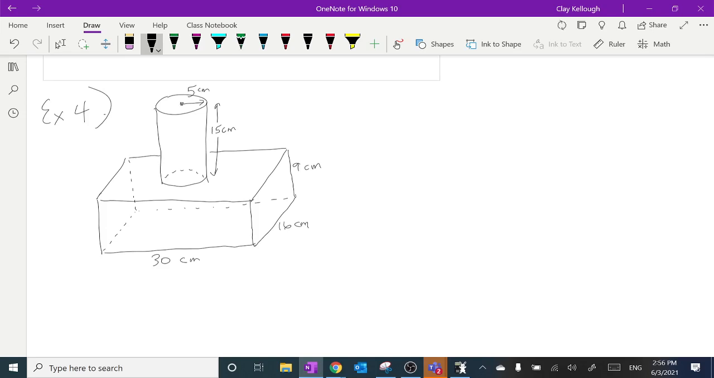There. Okay, I'll give you a sec to catch up to me and label your diagram. And then we'll calculate this, and then we'll let you guys work. Okay, so I'll give you a sec to catch up to me.